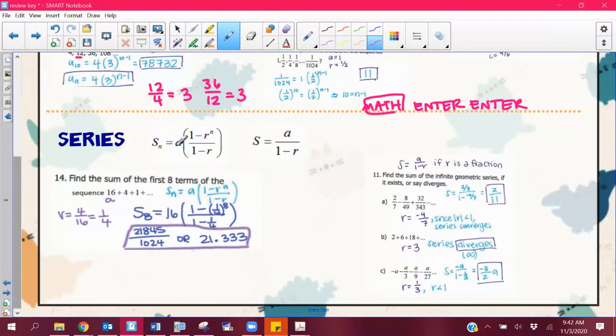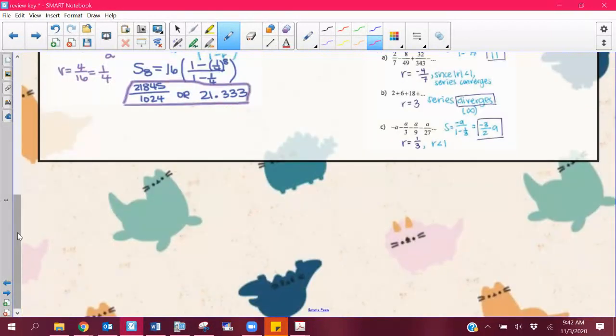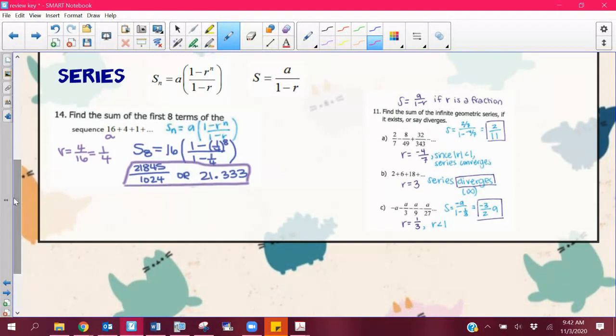Okay, series. This is when it gets a little bit trickier because you have multiple different types of formulas that you use here.